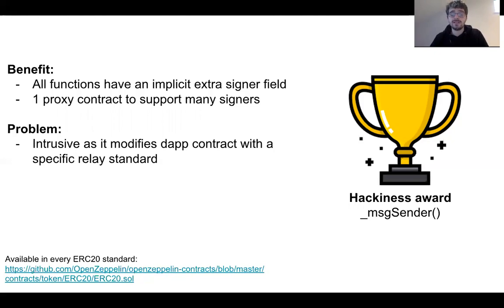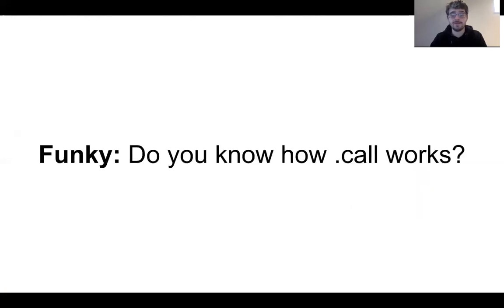Now, the issue is that it's still quite intrusive into the DOP contract, and it implements a very specific relay standard, putting in the signer at the end, using these crazy EVM tricks. Now, what is a little funky is that it's now available for every ERC20 standard. So if you want to use ERC20 and you're deploying a new ICO, you'll get this out of the box. So be aware that there is a really hacky solution in there. It's a cool hacky solution, but it's a little bit hacky.